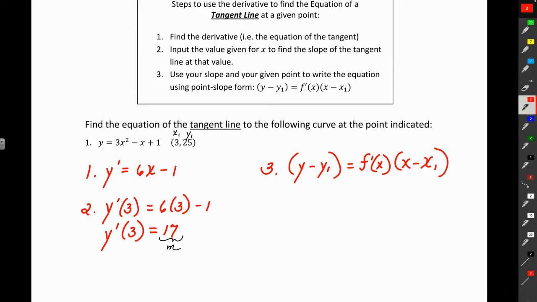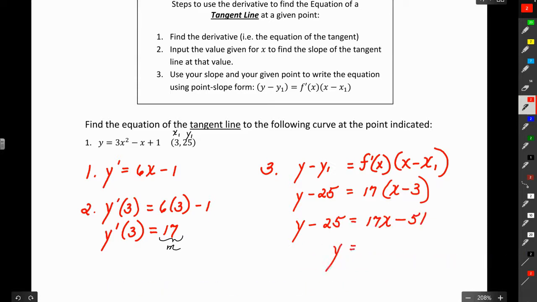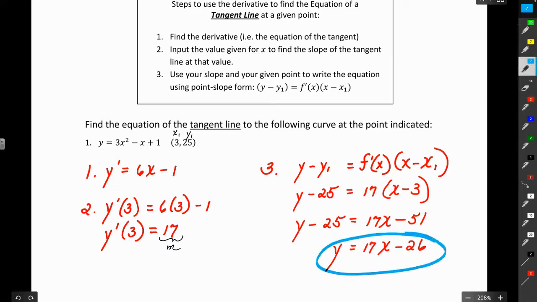Step 3, we're going to use our slope and our point to write the equation. Now we'll just fill it in. And now we have our equation. So we're really done, but as you know, I always like to put it in slope-intercept form. So I'm just going to clean this up a little bit, distribute the 17 to start, and then add 25 to both sides. And so our final answer here is y equals 17x minus 26, or you could have just left it in point slope form. Either of those are okay.